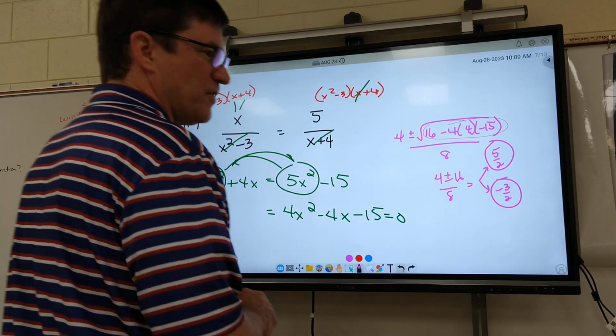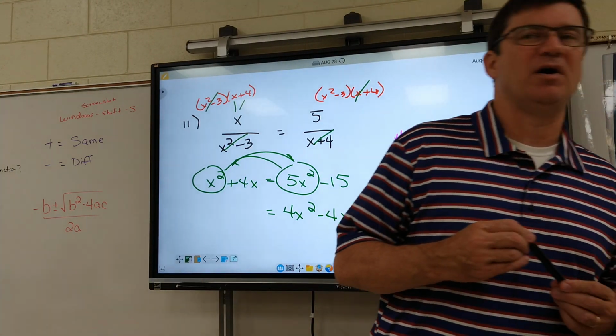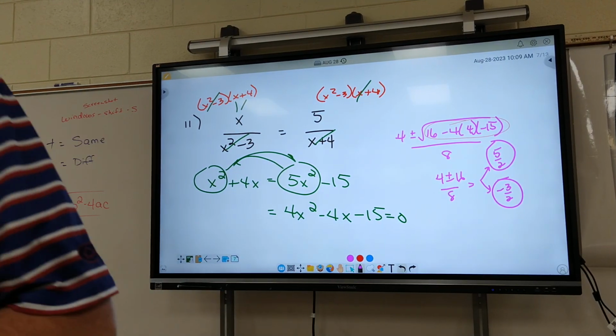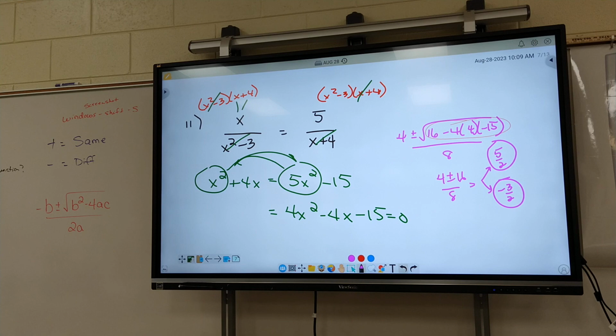So 11 is a little different. Let's see if we need to do 12. Yeah, let's do 12. 12 is going to be our next one. Go to 12. Find your common denominators. See if you do the common denominator step first.